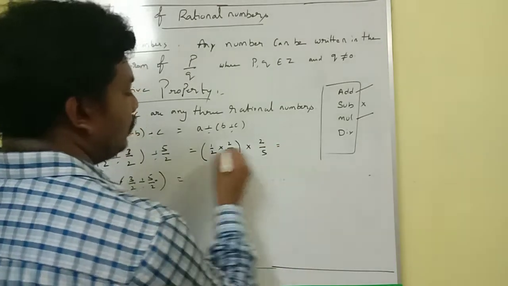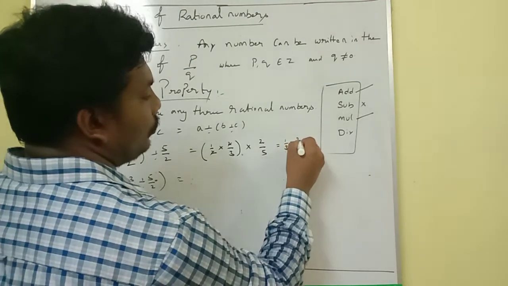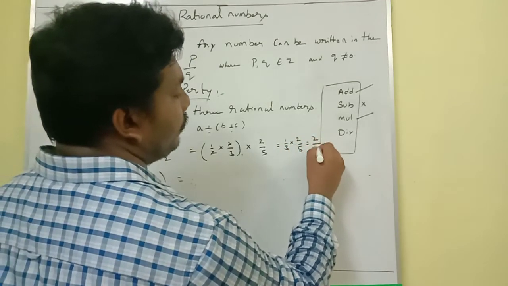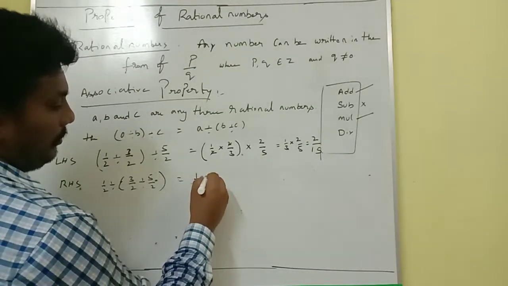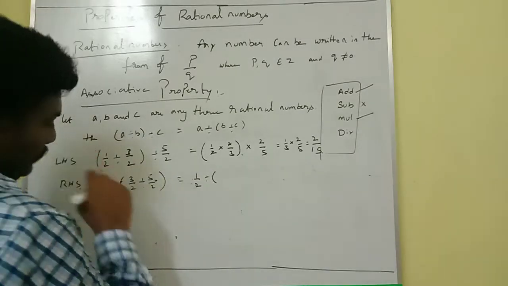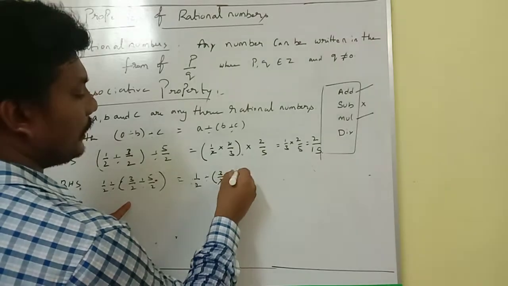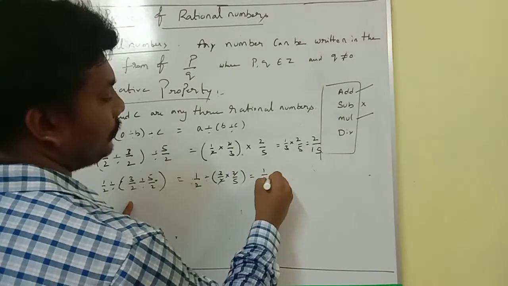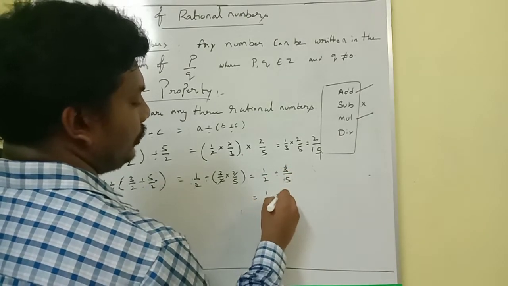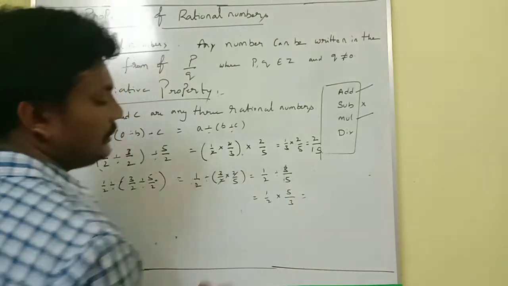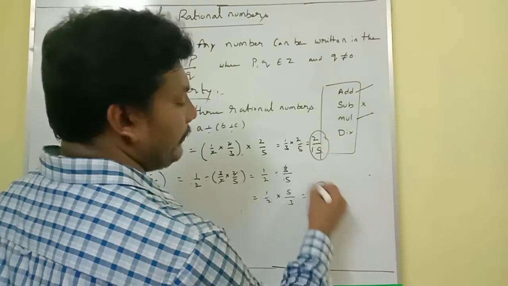So what is the value now? 2 1s are 2. 2 gets cancelled. This is 1 by 3 into 2 by 5. This is 2 by 15. So now what is the answer? This is 1 by 2 divided by, first bracket inside, this is 3 by 2 into 2 by 5. 2 gets cancelled. So now it is 1 by 2 divided by 3 by 5. This is 1 by 2 into 5 by 3. So what is the answer? 5 6s are... 6. Now this is 2 by 15 and this is 5 by 6.